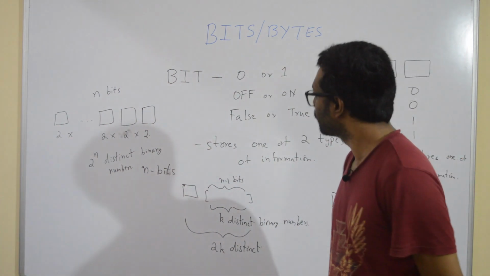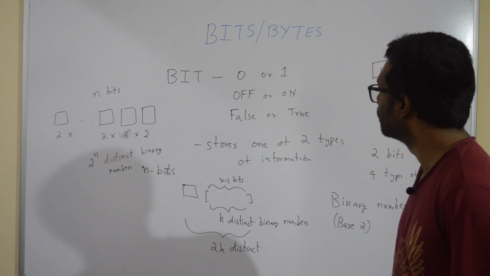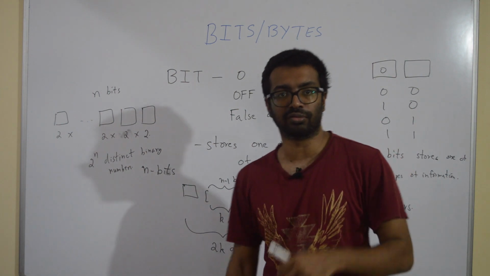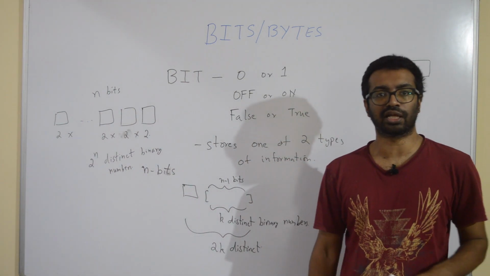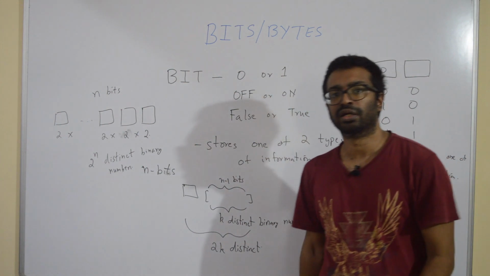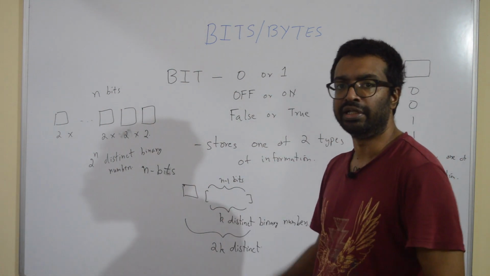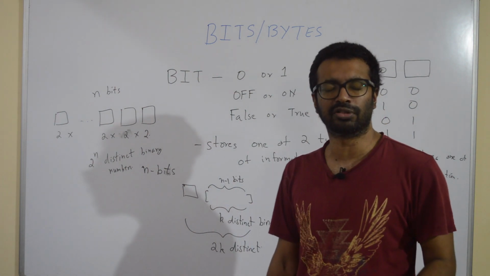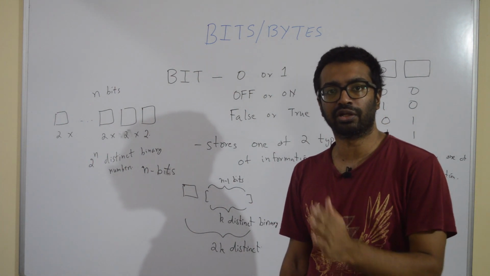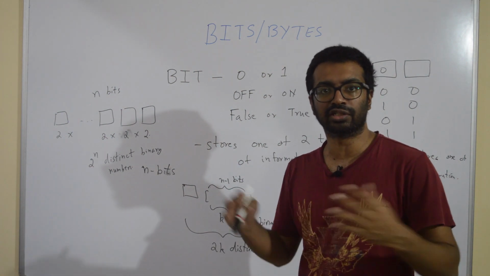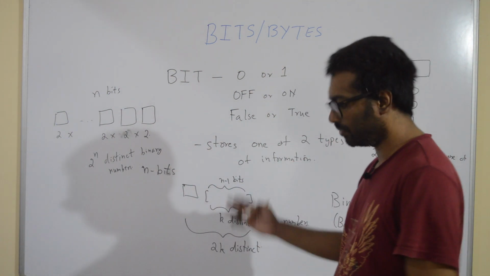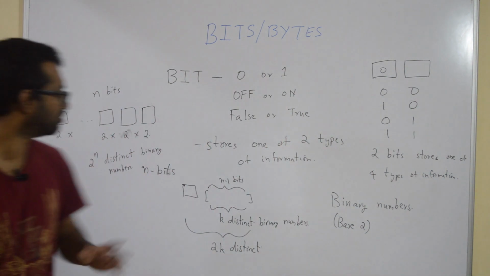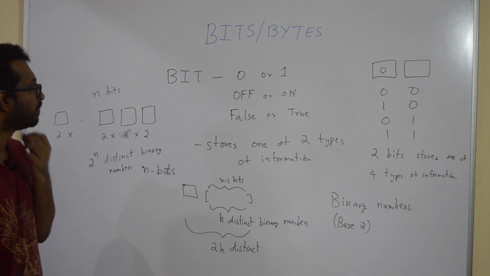Right, now how many distinct phone numbers are possible? Right now our mobile numbers can have 10 digits, and each digit can be from 0 to 9. So how many distinct phone numbers are possible? 10 into 10 into 10, 10 times, so 10 raised to 10, right? That's the same idea here, but here you have only 2 values, so it becomes 2 raised to n.